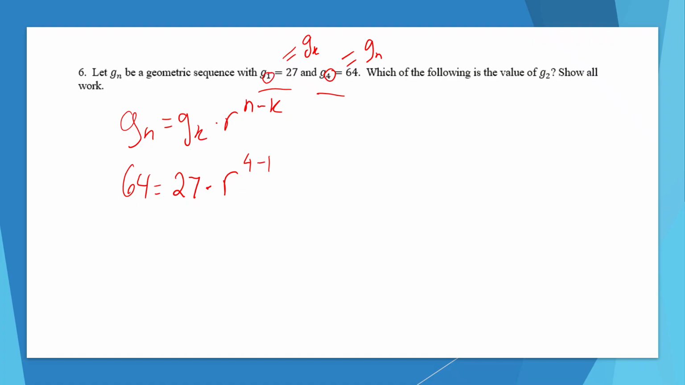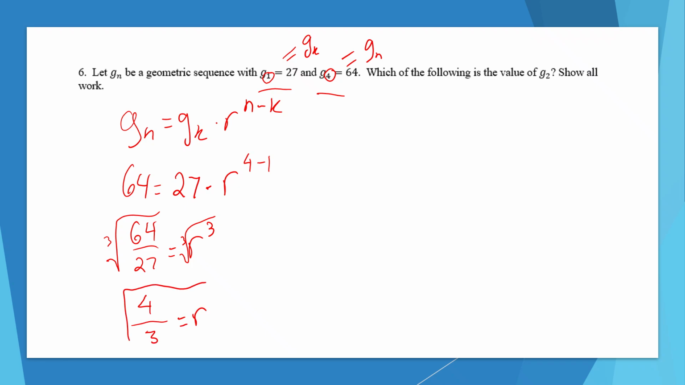Solving this, divide both sides by 27. Leave this as a fraction for now, so this will be a no calculator quiz. And then take the cube root of both sides. So the cube root of 64 is 4, and the cube root of 27 is 3. So our r value should be 4 over 3.